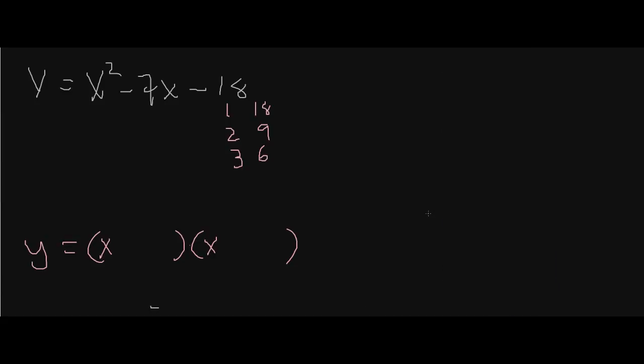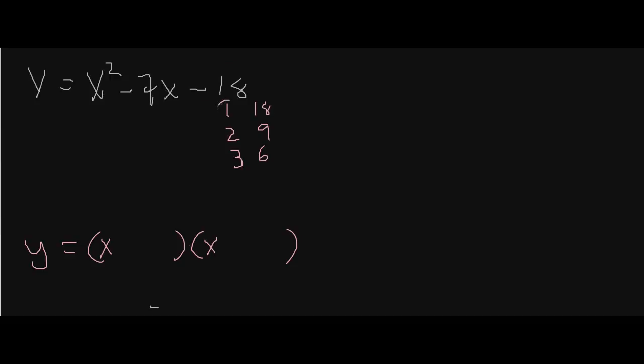So we know these two numbers should multiply to give me negative 18. But remember, what should they do in the middle? Well, they should add. They should add to give me negative 7. So let's think this through.